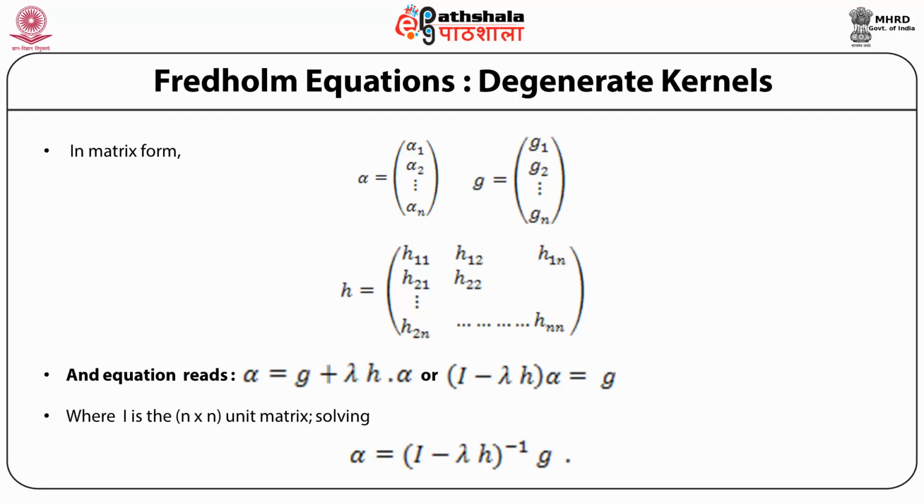The theory of linear algebraic equations tells us that if g(x) is equal to 0, that is the given integral equation is a homogeneous equation, then the right hand side of the equation which we have considered is 0 too. A non-trivial solution, that is alpha not equal to 0, of the equation (I minus lambda H) operating on alpha is equal to 0 exists. See, I is a unit matrix, n by n, H is a matrix of n by n, alpha is a column vector, so this is an eigenvalue equation. So, the equation (I minus lambda H) operating on alpha equal to 0 has a non-trivial solution if and only if the determinant of the matrix I minus lambda H is equal to 0.